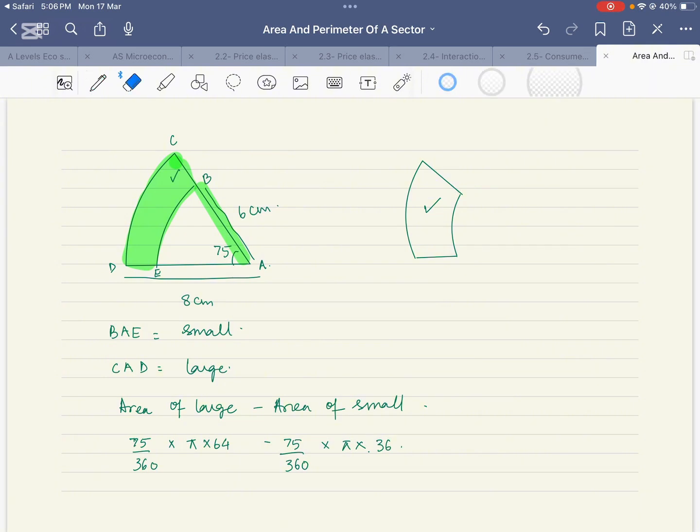As for perimeter of the sector, what are we going to do? We are first going to calculate arc length using 6 centimeter as radius. Second, we are going to calculate arc length using 8 centimeter as the radius, and then we will add this and this, which in this case is 2. Why? Because the difference between large radius and small radius is 2. You can do it on your own. I hope you are able to do it and you have understood this.